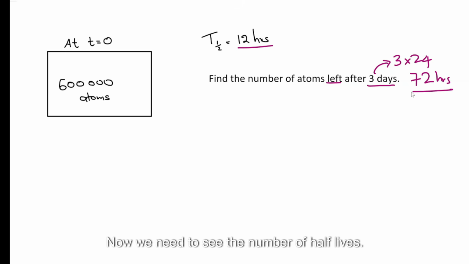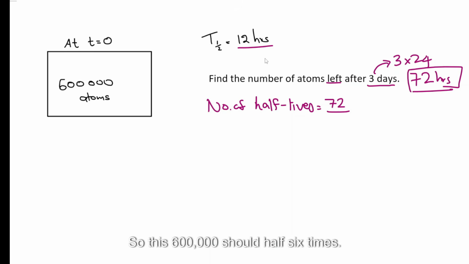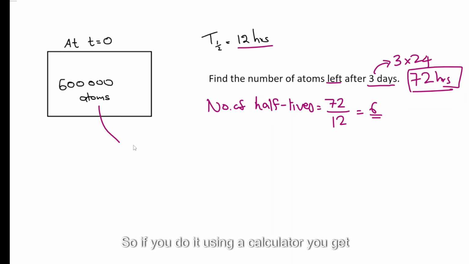Now we need to see the number of half-lives. So the number of half-lives is 72 divided by 12, which is 6. So this 600,000 should half 6 times. So if you do it using a calculator, you get 9,375 as the answer.